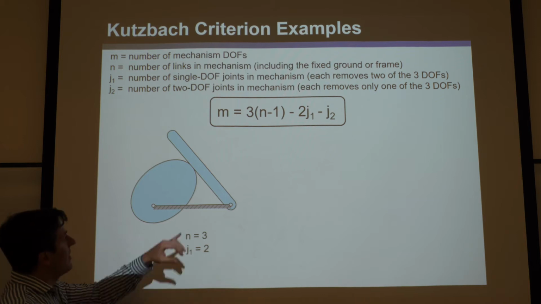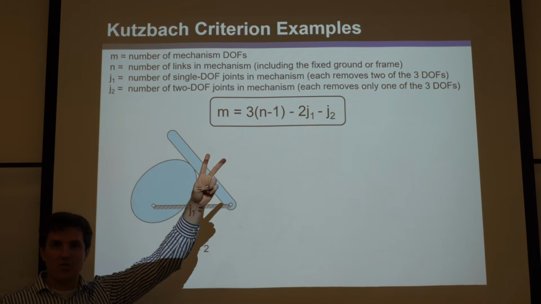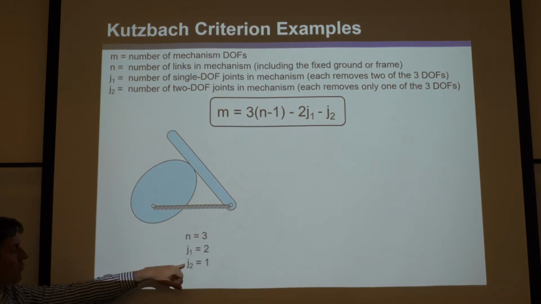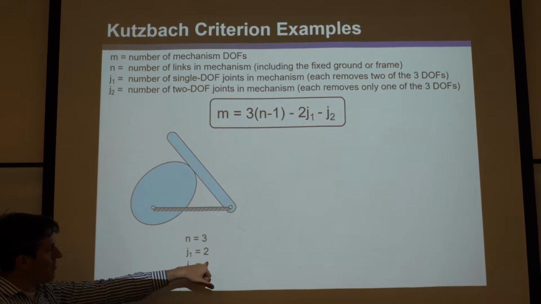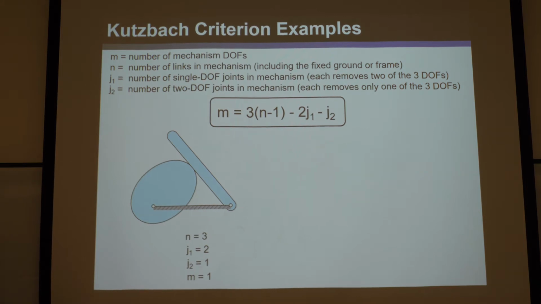How many joints are there? Well, this is a joint, and it has 2 degrees of freedom. It's rolling and sliding. That's 2 degrees of freedom. So that's one J2 joint. We have one 2-dimensional joint. So we count one of them. Okay? So this is 3, 2, 1. So plug it in there, and you will find a mobility of 1.